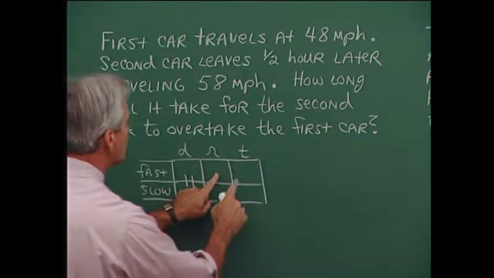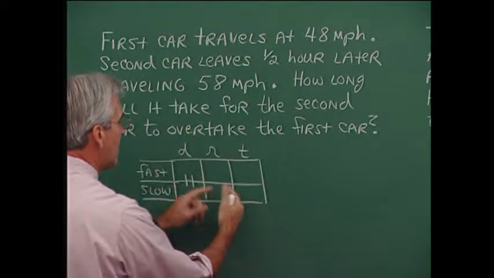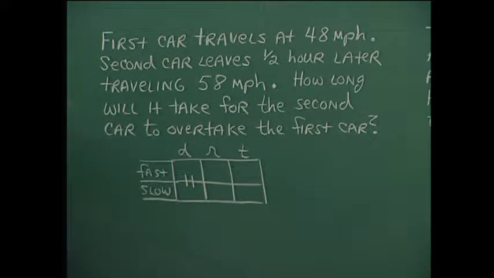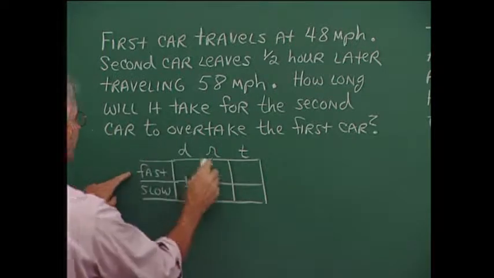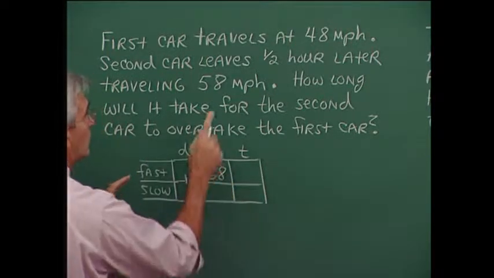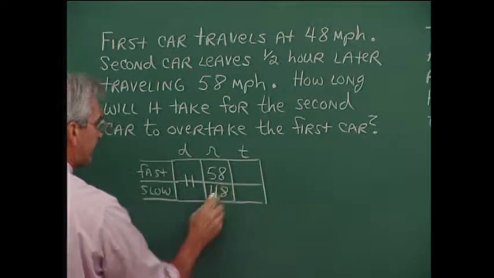Okay, now we just need to label rate and time for both the fast and slow cars. Well, the rate is pretty straightforward. The fast car is going 58 miles an hour, and the slow car is going 48.